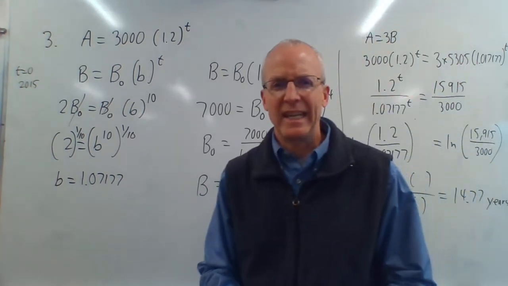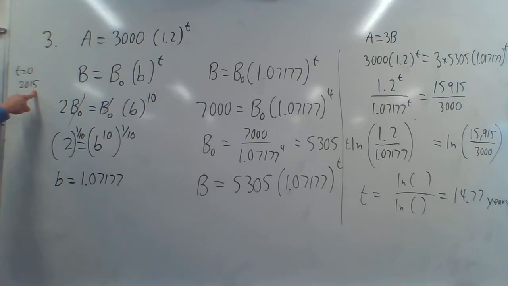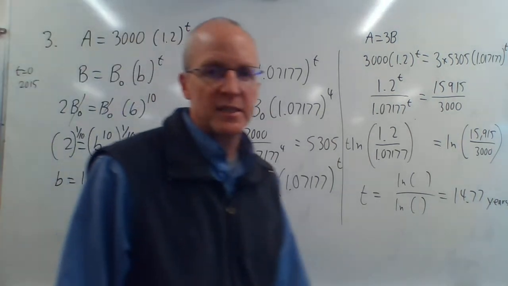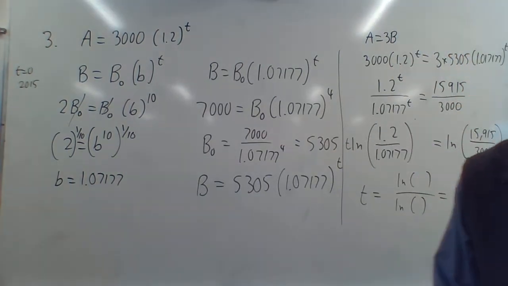If we want to know the date, we add that 14.77 years to 2015. So if I ask for the year, it's about 2030, a little less than 2030. But it's always from time 0. Okay, good. Hope you could follow that. Made sense.